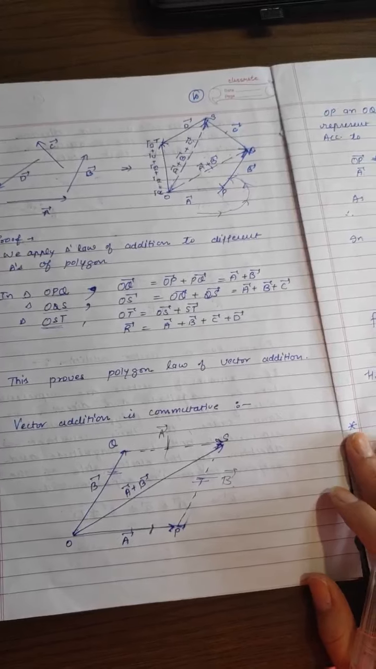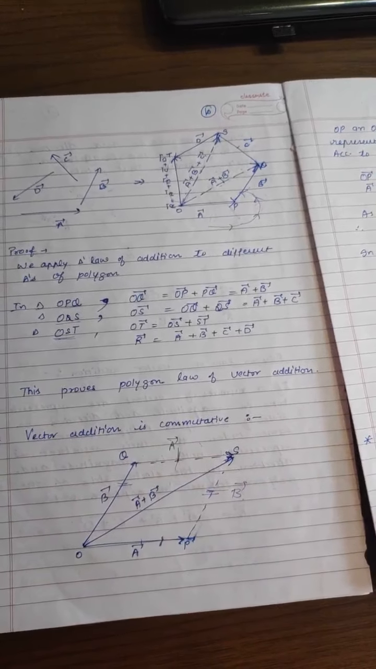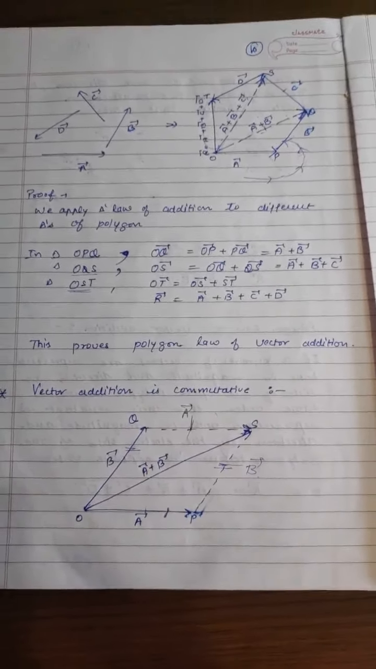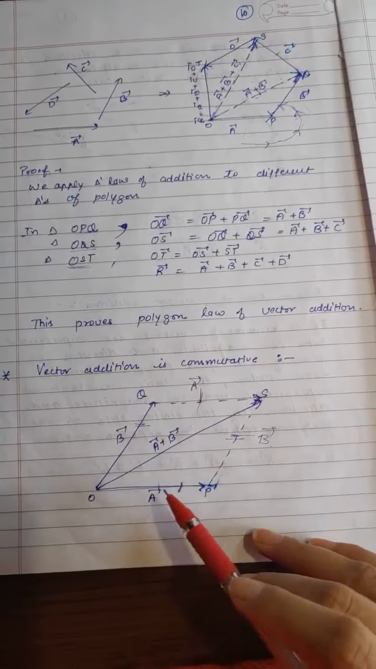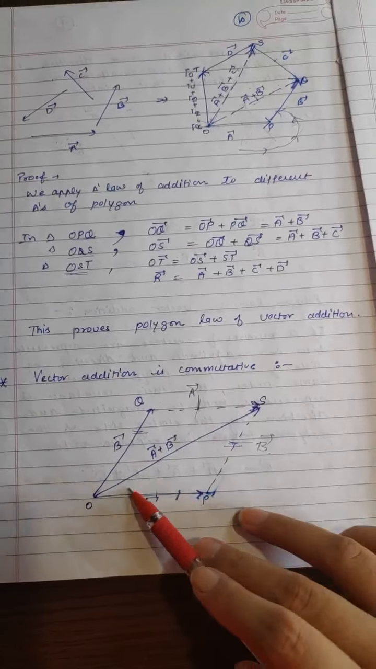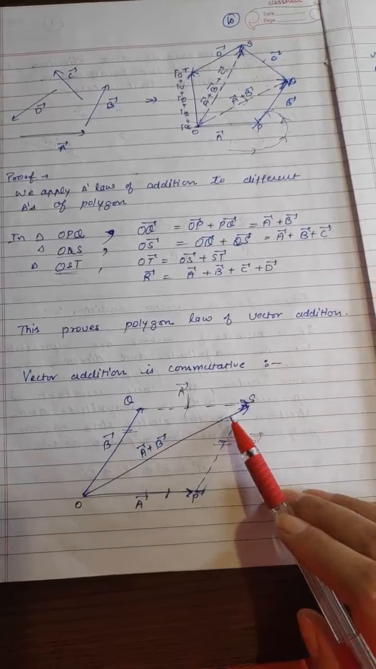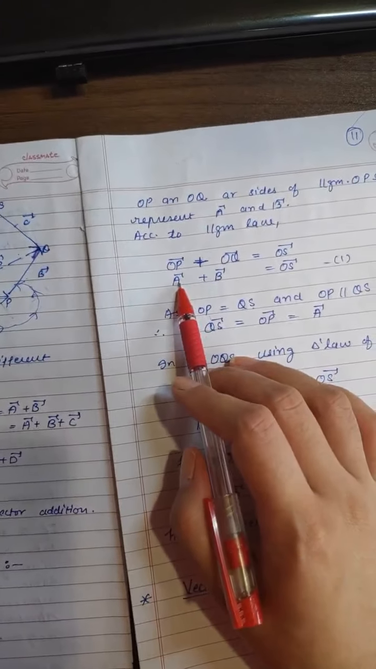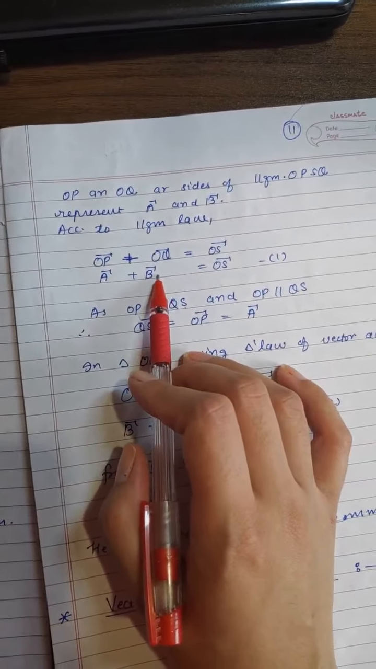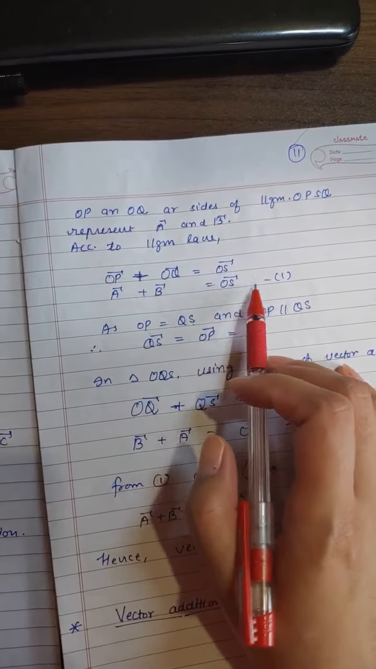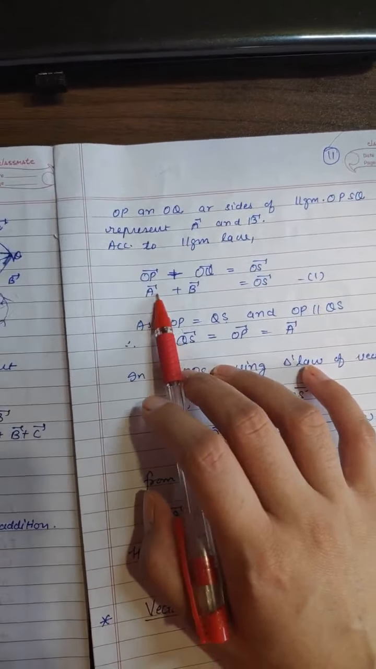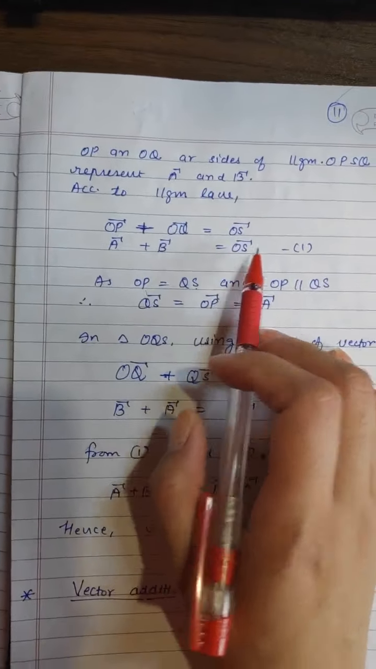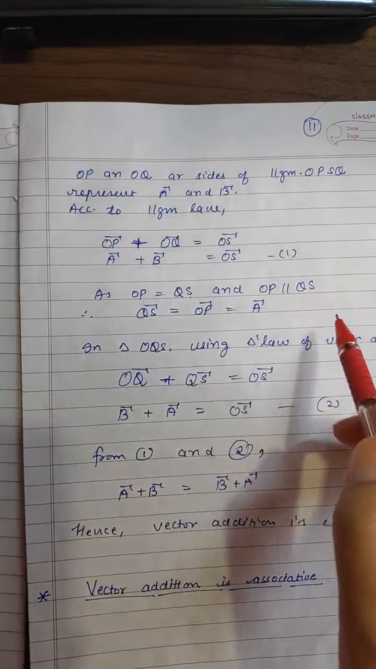Now if we apply the parallelogram law, what will be our resultant? That will be OP plus OQ, which is equivalent to OS vector. Now what will be the value of OP? OP is a vector, OQ is b vector, and the resultant will be OS. So from here we get a vector plus b vector is equal to OS, and give it number 1.